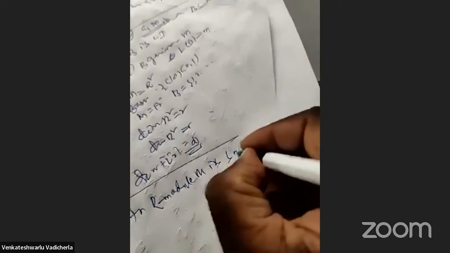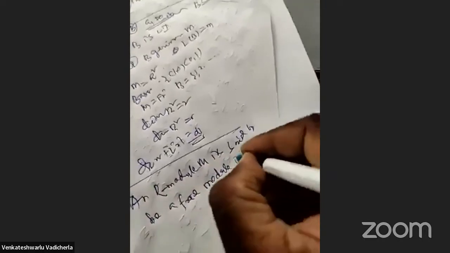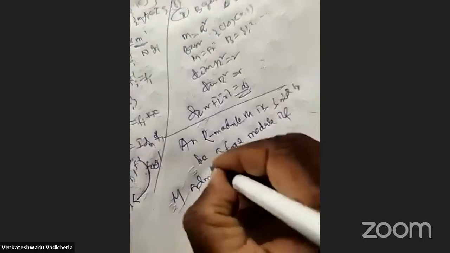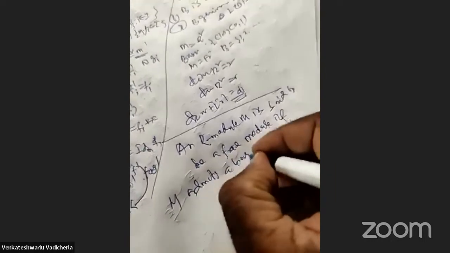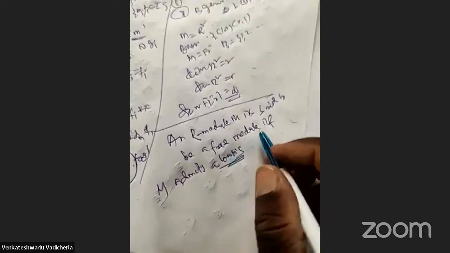Free modules. The free module definition: an R module M is said to be a free module if M admits a basis. A basis is, by definition, linearly independent and generating. An R module M is said to be a free module if M admits a basis.